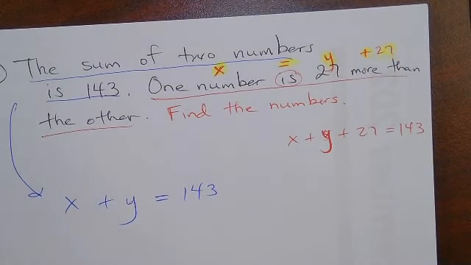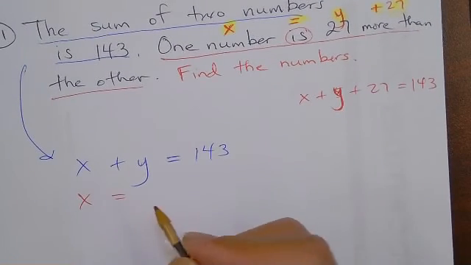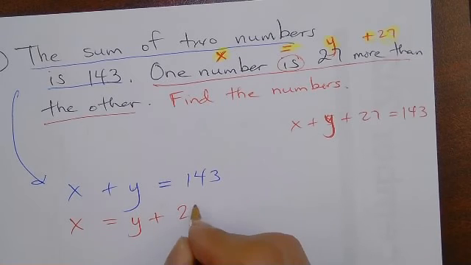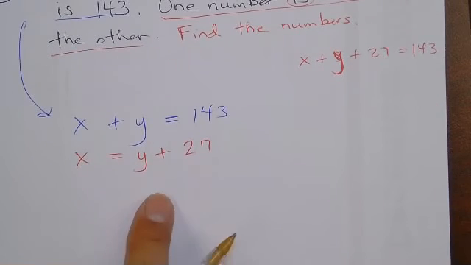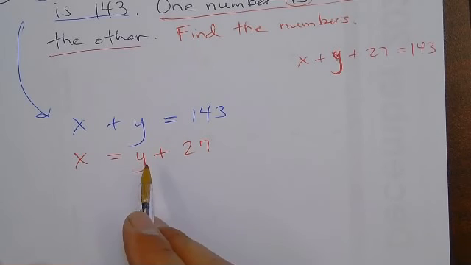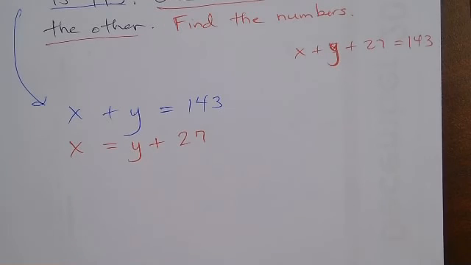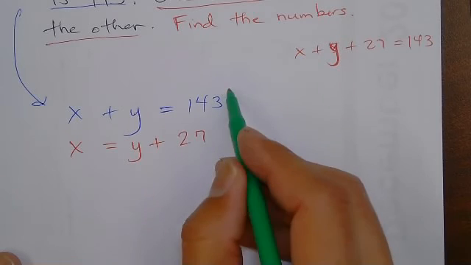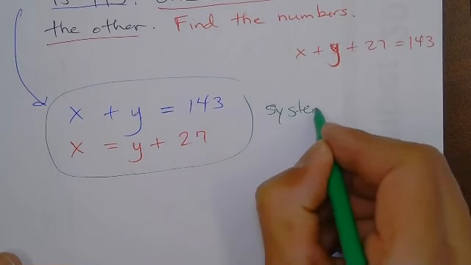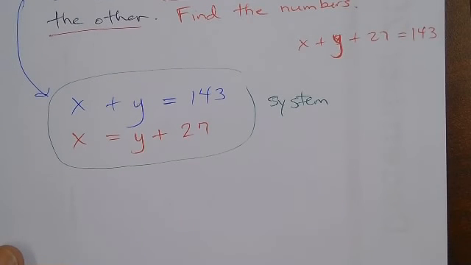Sometimes you just got to read this a couple of times and it starts getting easier and making sense. So my second equation is right here is what? X is equal to what? Y plus 27. Now you can solve this by substitution, but if I were you, I'd like elimination. It's just a lot easier. You know how to solve this by elimination? Let's set this up for elimination. Is this system ready for elimination? No. This system is not ready for elimination.